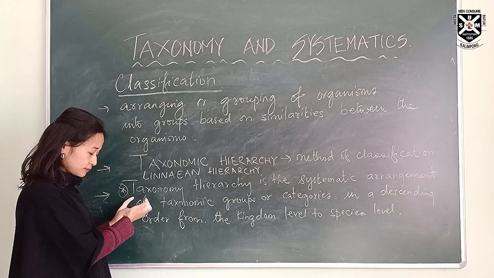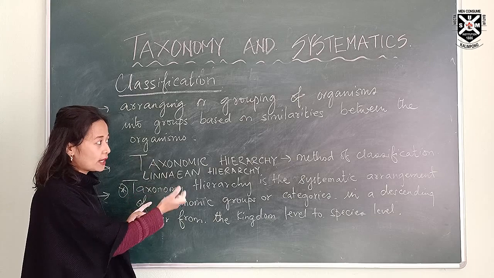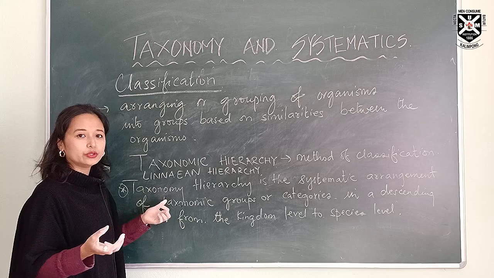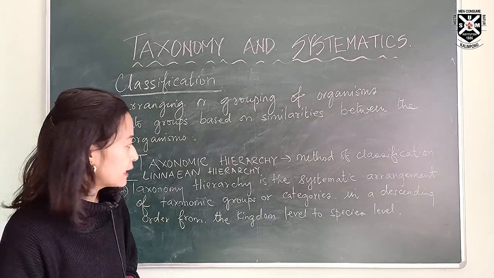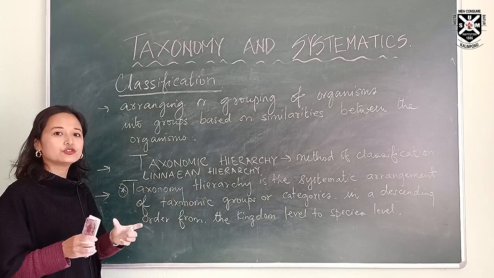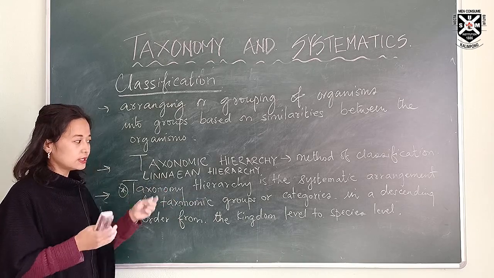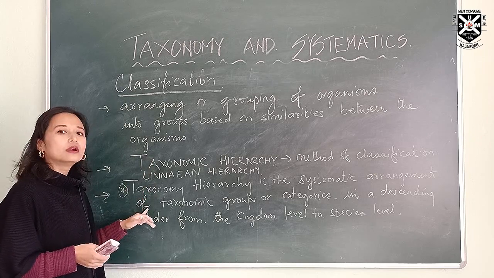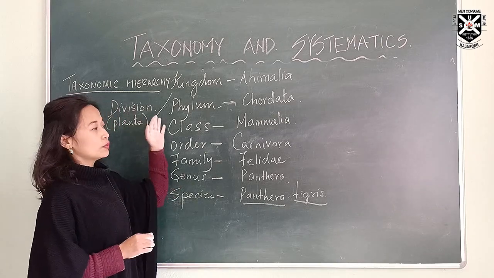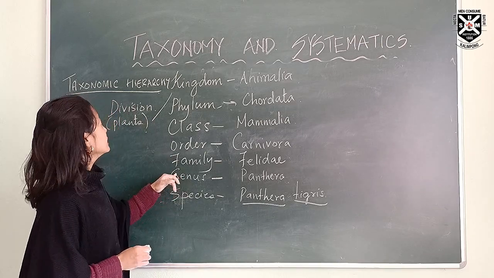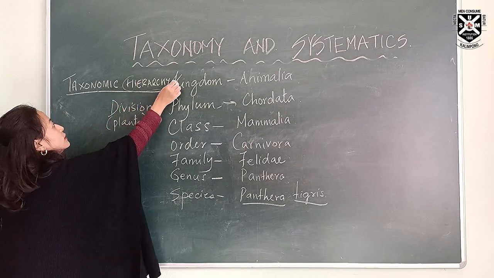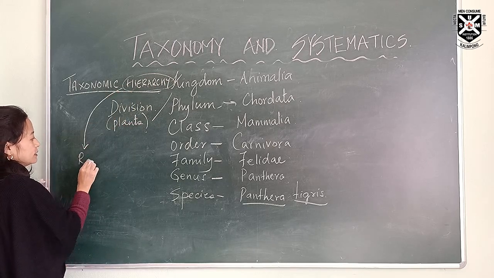You'll understand what the taxonomic hierarchy is when I discuss one example with you all. Remember, taxonomic hierarchy is also known as the Linnaean hierarchy. It's the systematic arrangement of taxonomic groups or categories in a descending order. We'll understand it with the help of a simple example here. Hierarchy here means ranking.